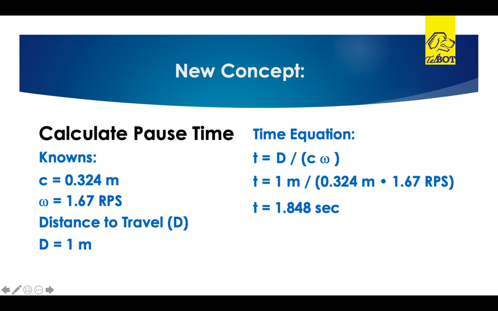We actually want to deal with milliseconds. So how do I do that? I actually multiply this number by 1000, and I'm going to get 1848 milliseconds. Now, I want you to notice something here.